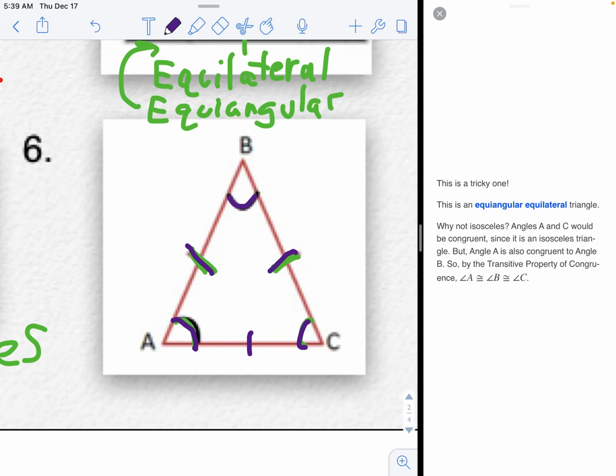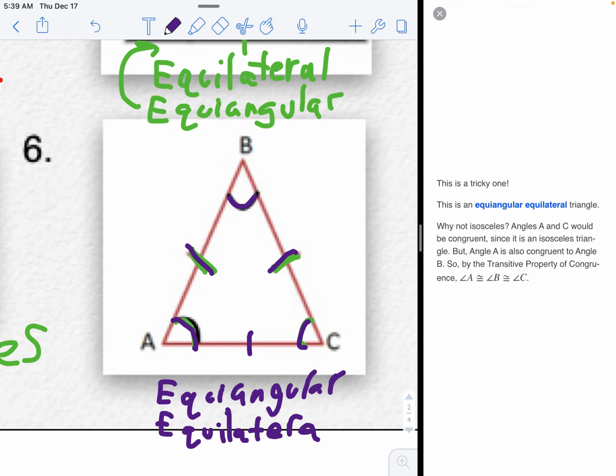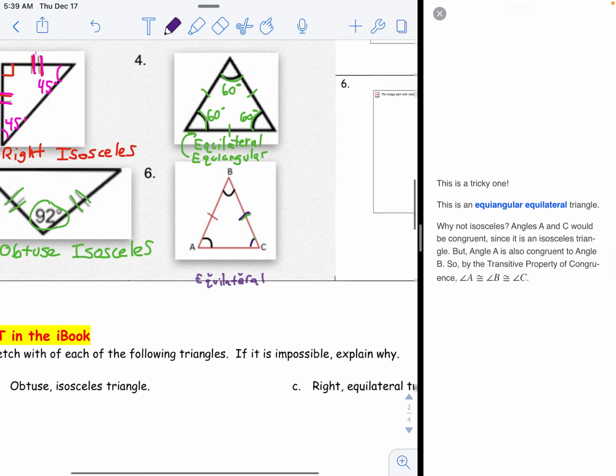All right. That's a little foreshadowing. That was a tricky one. It even says that. Equiangular, equilateral. So that was a little tricky for right now, but by the end of the unit, that would have been an easy problem for you guys.